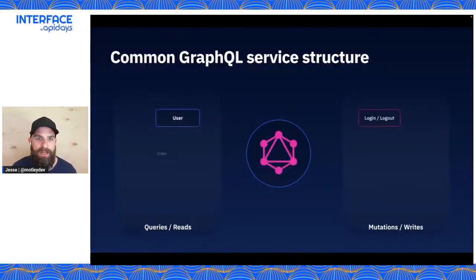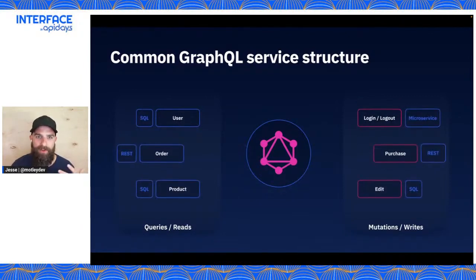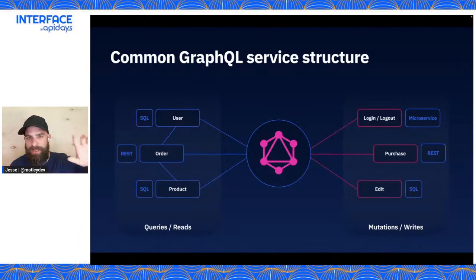So some example diagrams here. Let's talk about a typical federated GraphQL service pattern, standard e-commerce kind of thing, right? So you've got queries in blue, mutations in red, and you've got users, orders, and products representing SQL or REST APIs, whatever else you want, on the one side. And then you've got a bunch of microservices or other REST APIs for backing up your mutations for things like logging in, logging out, purchasing, or edits.